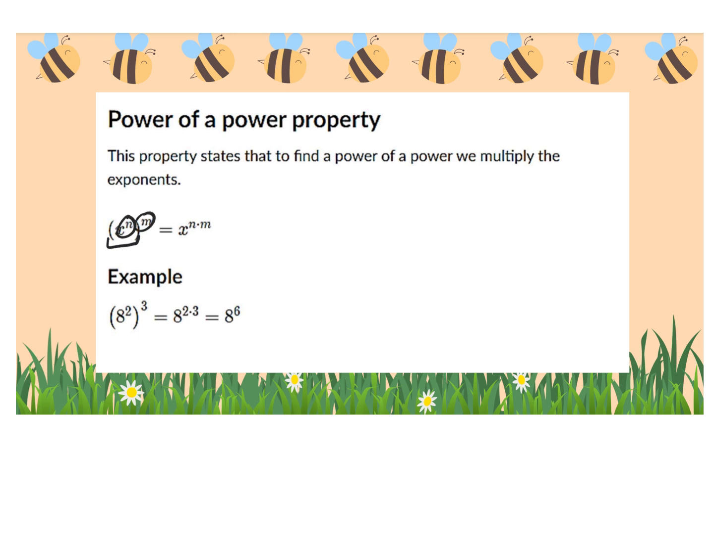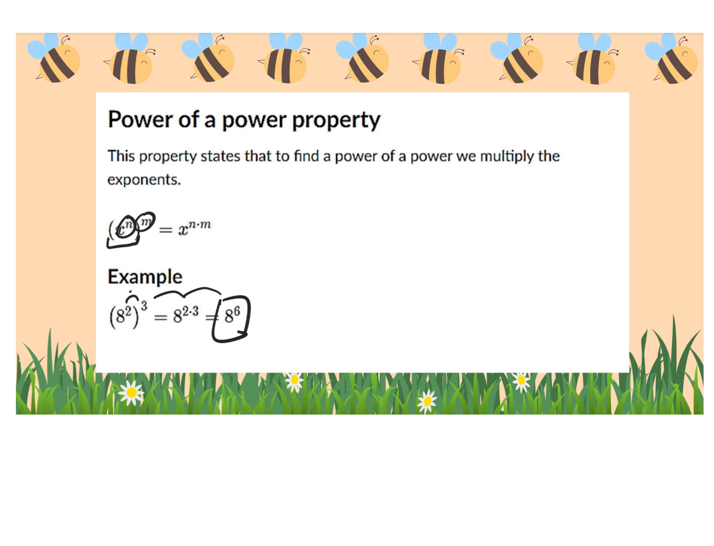So for example, if I have 8 to the second power to the third power, that's the same as saying 8 to the 2 times 3, which is 6, 8 to the sixth power. Right, so all you did from this step to this step is just multiply the exponents.